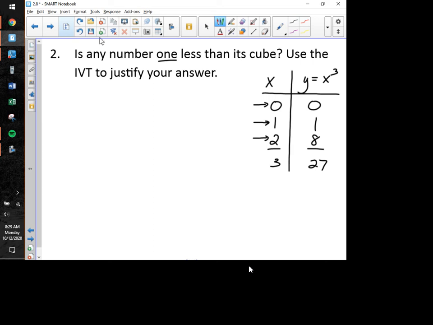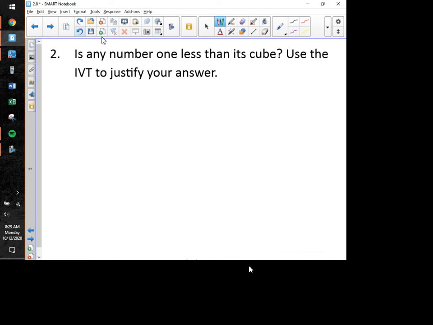So let me get rid of all of that junk right here, because that's really not the way we're going to approach these problems. What we're going to try to do instead is to be systematic about it, to be mathematical about it, and to try to use this theorem that we've just learned to try to justify something happening or not happening. So the first thing we're going to do, we're going to make an equation out of this question right here. Is any number 1 less than its cube?